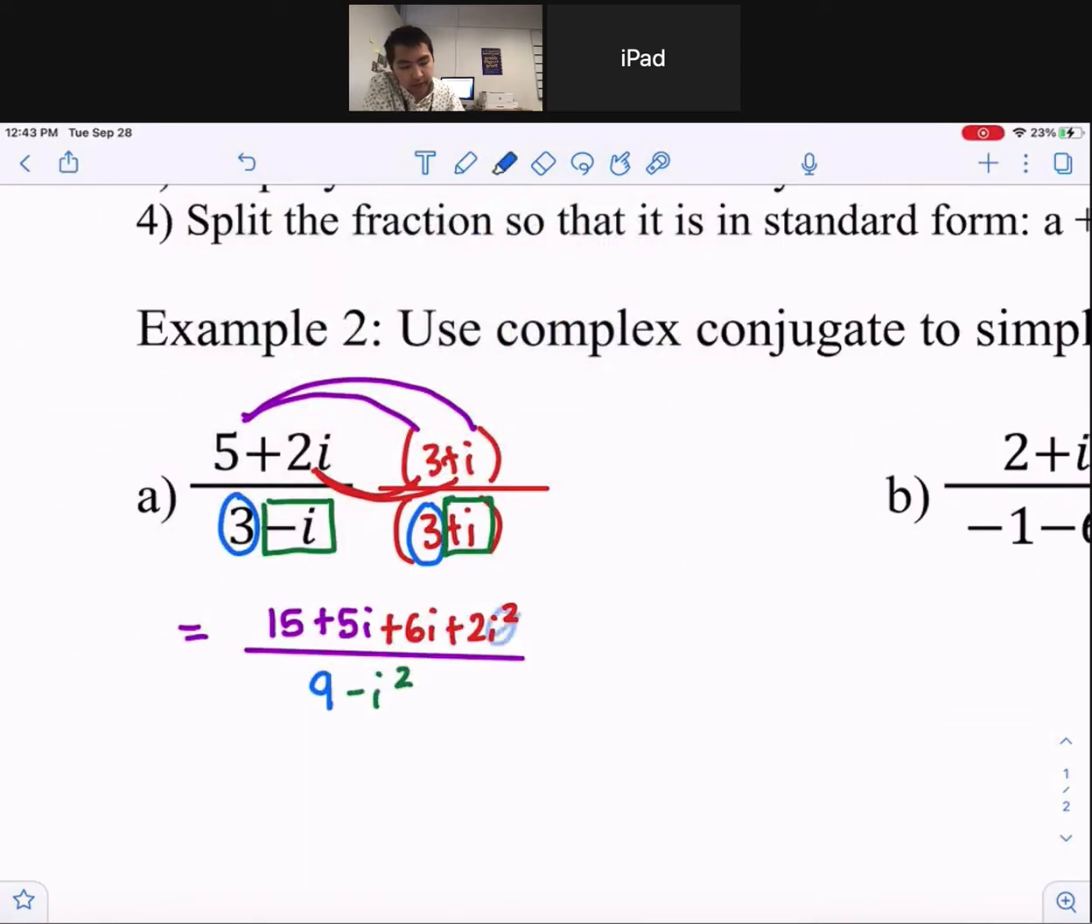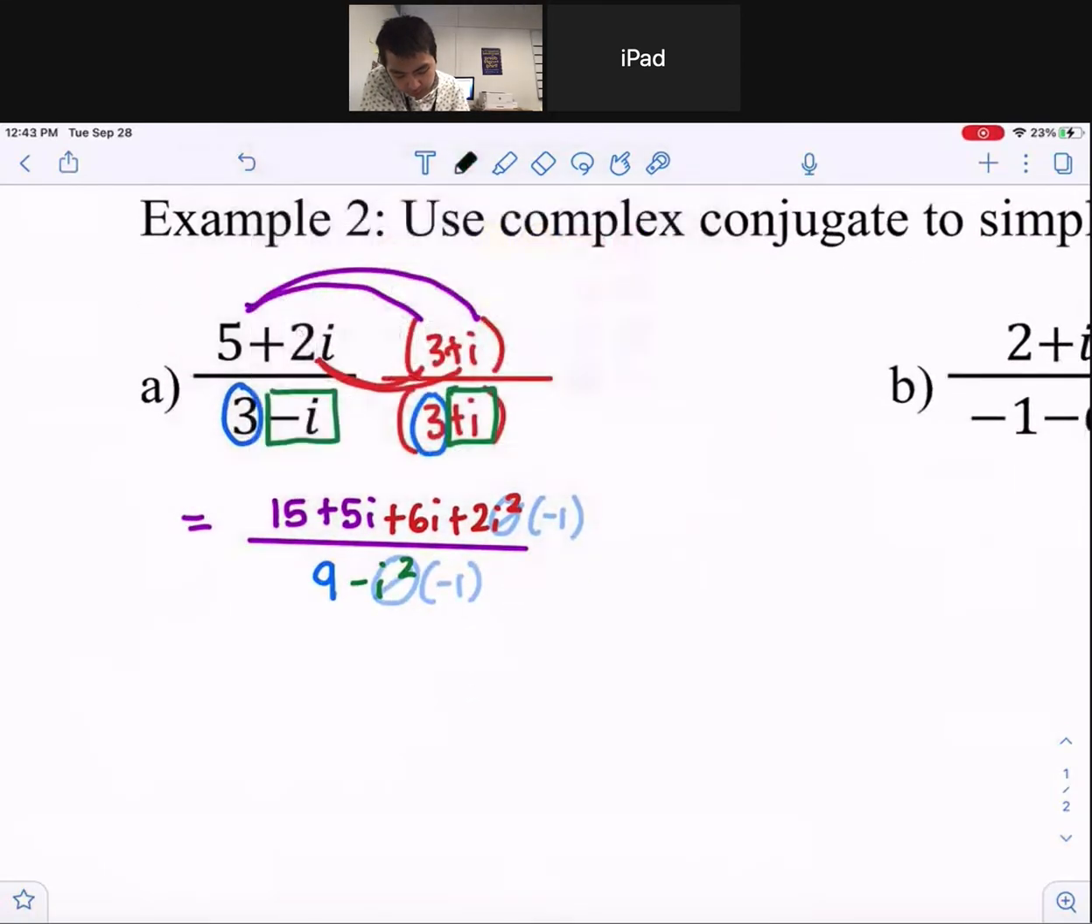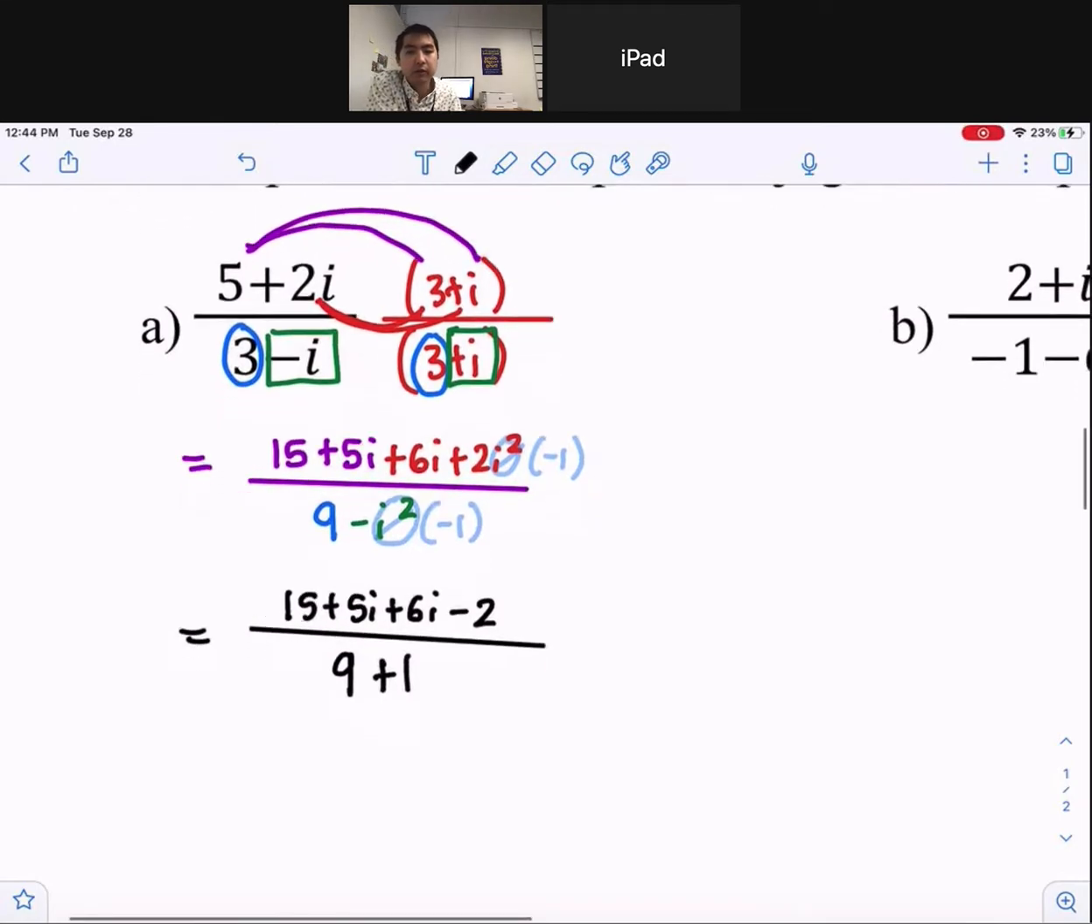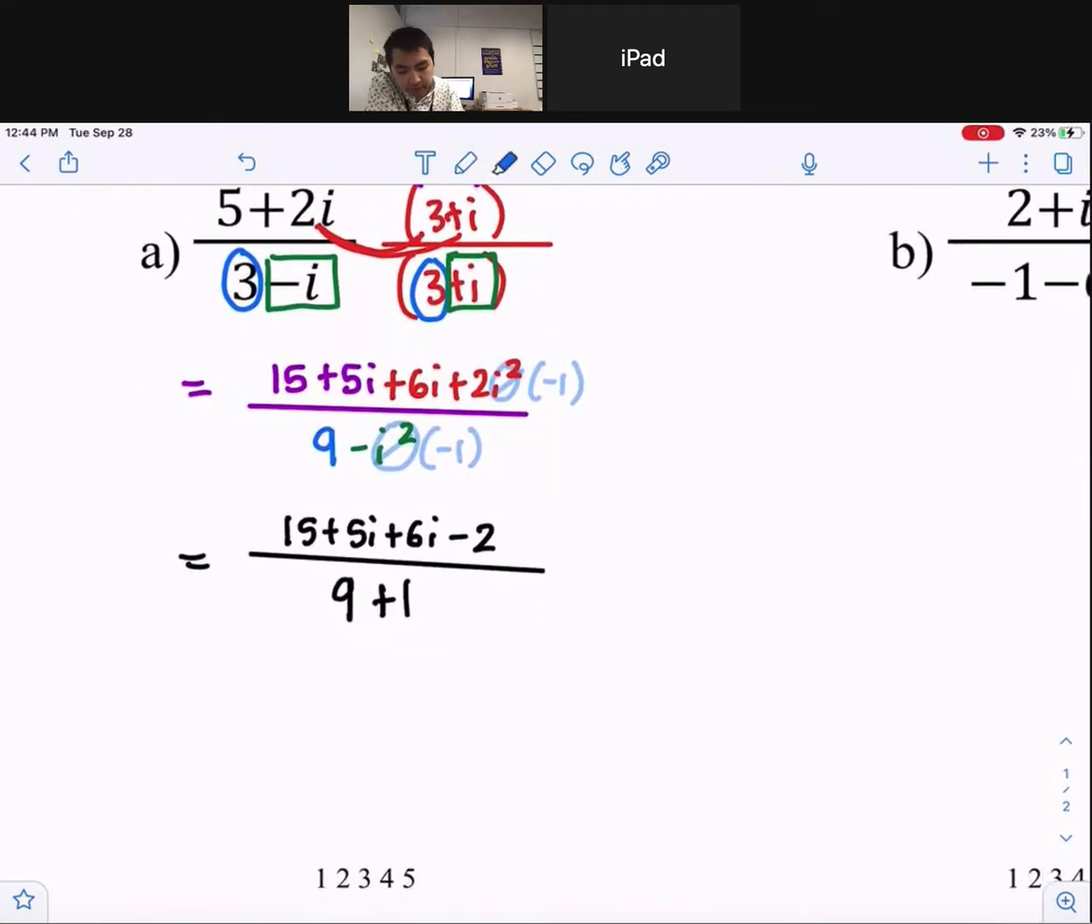Both i to the second powers become negative 1, because that's literally what i to the second equals. It equals negative 1. So now let's rewrite all this. 15 plus 5i plus 6i. 2 times negative 1 is negative 2. 9. A negative times a negative 1 is a positive 1. And then we just combine like terms. These are your real numbers, you guys. And here's your guys' imaginary, right?